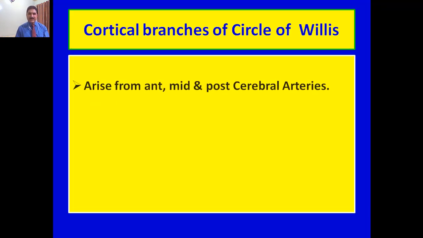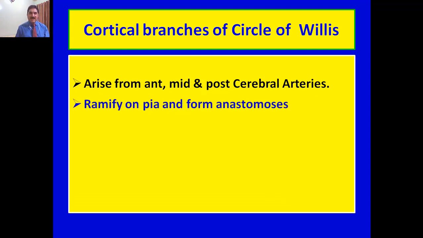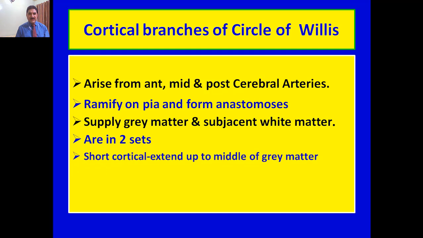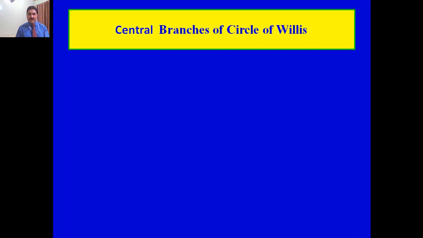Cortical branches of the circle of Willis. These cortical branches arise from the anterior, middle, and posterior cerebral arteries. They are called cortical because they supply the cerebral cortex. They ramify on the pia and form anastomoses, supplying gray matter and subjacent white matter. There are two sets of cortical arteries. Short cortical arteries, as the name indicates, extend up to the middle of the gray matter because of their shorter length, and long cortical arteries, which are 3 to 4 centimeters long, longer than the short cortical arteries. They run up to the superficial white matter.